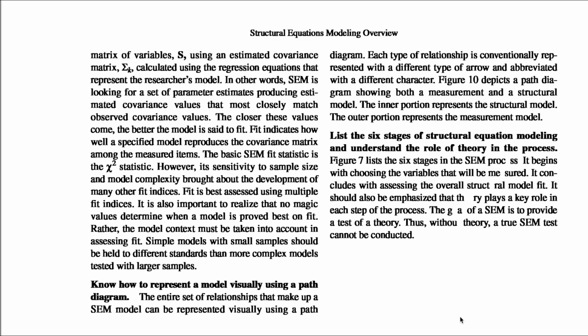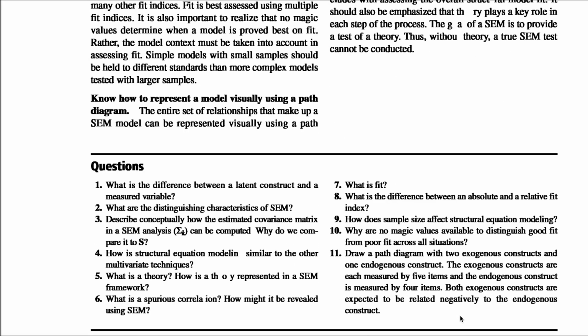List the six stages of structural equation modeling and explain the role of theory in the process. Figure 7 lists the six stages of the structural equation modeling process, and it begins with choosing the variables that will be the focus. It concludes with assessing the overall structural model fit. It should be emphasized that theory plays a key role in each step of the process, that is, structural equation modeling is designed to provide a test of a theory. Without a theory, true structural equation modeling tests cannot be conducted.